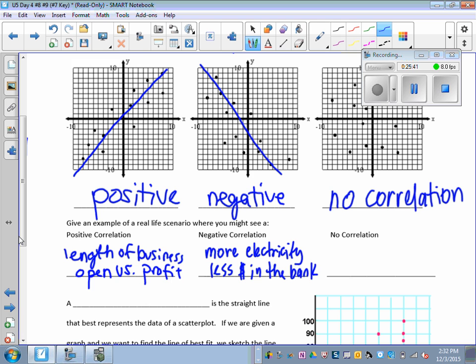Let me give you an example. Say if something happens, there's going to be no effect to it. So what would be an example then? Give me an example. I'm waiting.